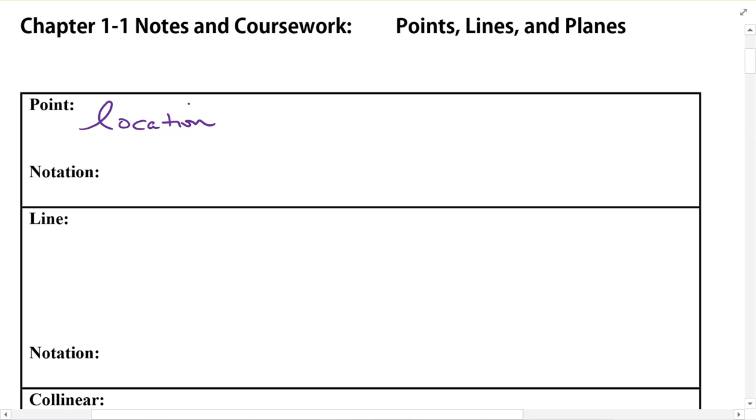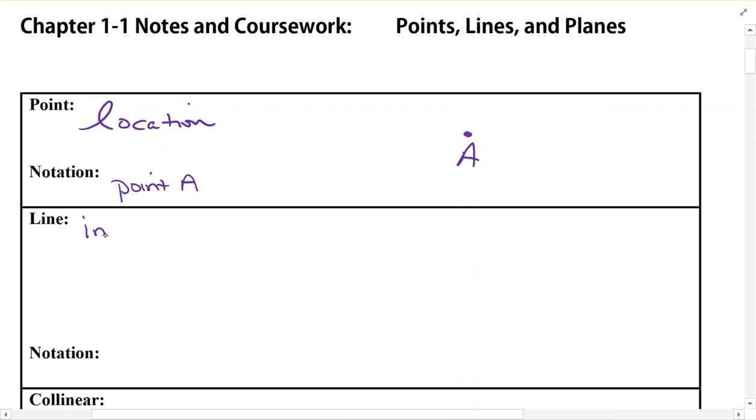It has neither shape nor size. We know it usually as a dot, and we can give it a name, which could be a capital letter. And the notation that we use when we're talking about it is point A.